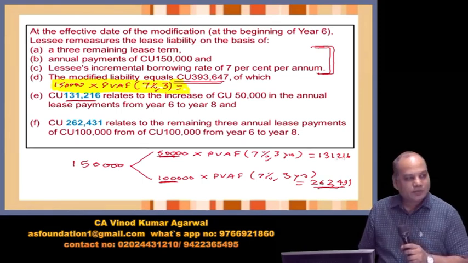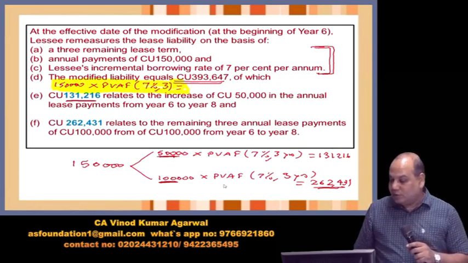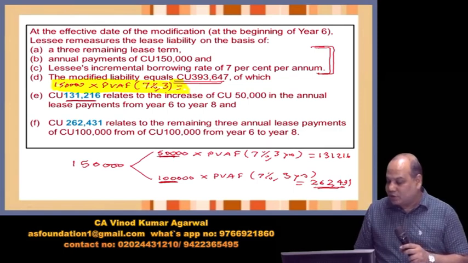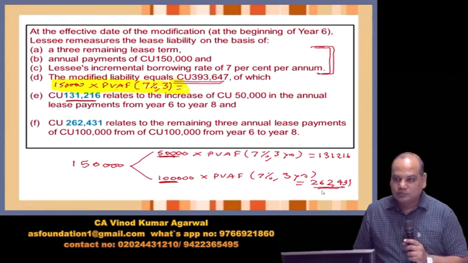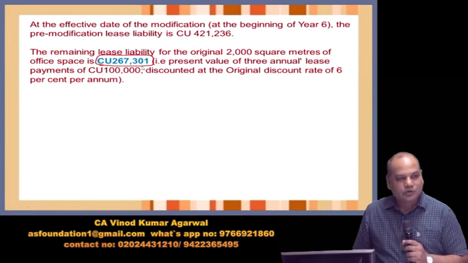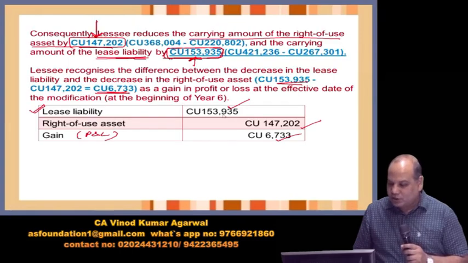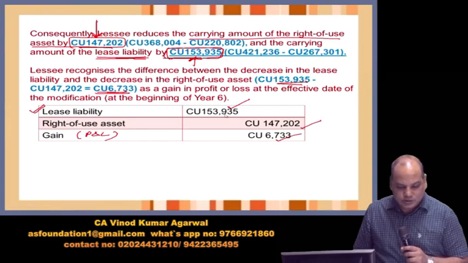For some minutes, ignore this. This is very easy. This I'll just pass one entry and the matter will be resolved. Liability now, after revising the lease term at revised discount rate, should be 262,431. But how much have you reduced it to? You have reduced it to 267,301. This is right now the balance in your books for the liability. After passing this entry, your balance in the books of account will be 267,301.